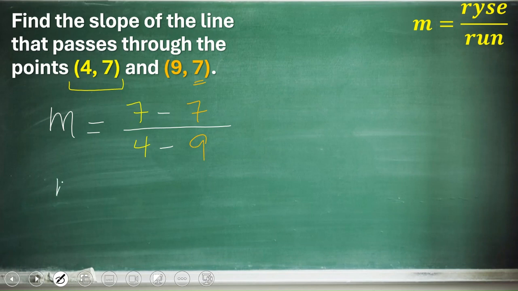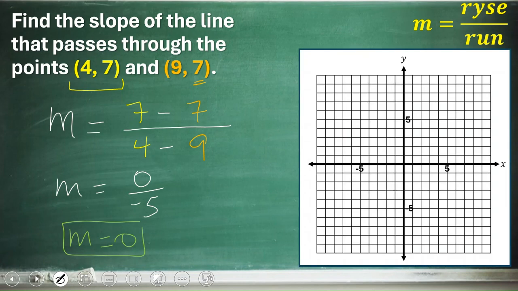And now it's just time to simplify. 7 minus 7 is 0. 4 minus 9 is -5. And 0 divided by -5 is 0. So my slope is 0. Now, you might have figured that out before when you saw our 2 points. So let's have a look at what this slope of 0 means.